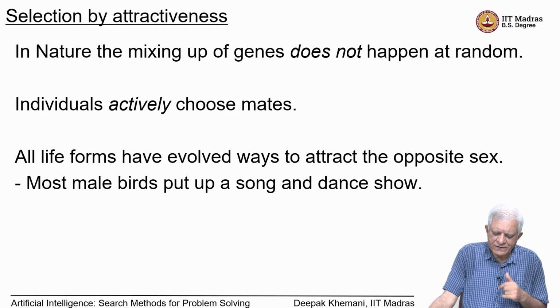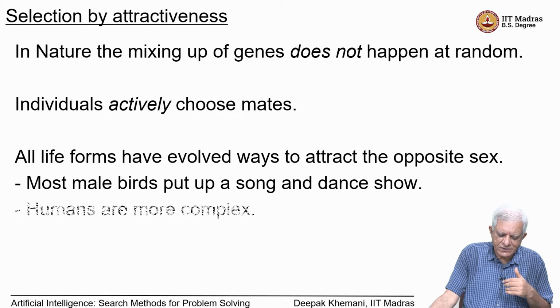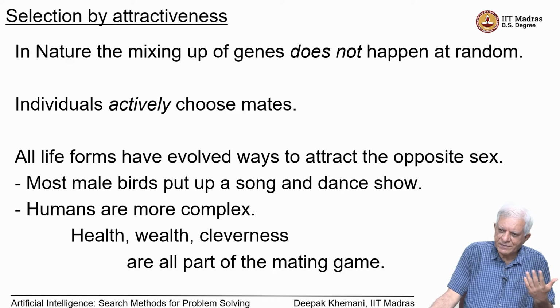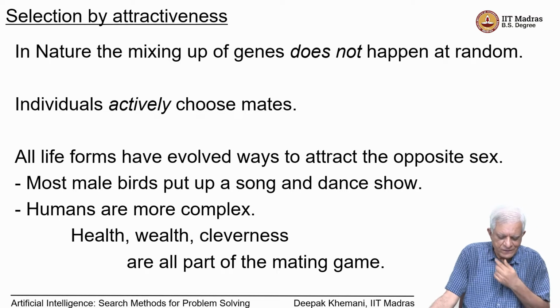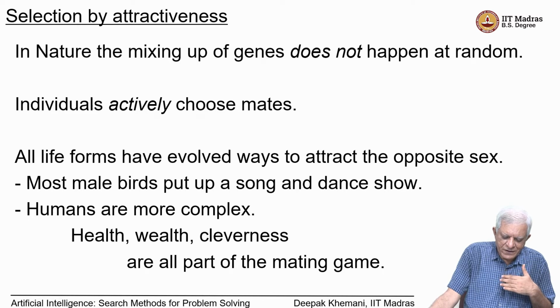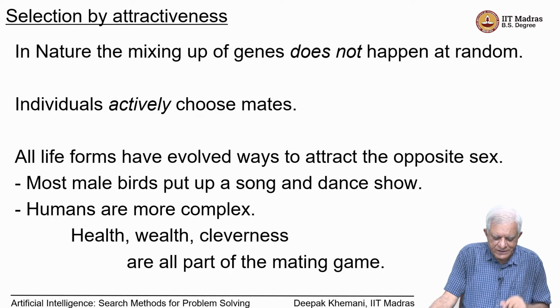So, all life forms have evolved ways to attract the opposite sex. Male birds, for example, always put up a song and dance show, the most striking being the peacock that you can see dancing. It is not the peahen which dances, it is the peacock which dances. So, birds have this mechanism of the male trying to attract the female. Humans are more complex. We have criteria like health and wealth and cleverness, and everything is part of a mating game.